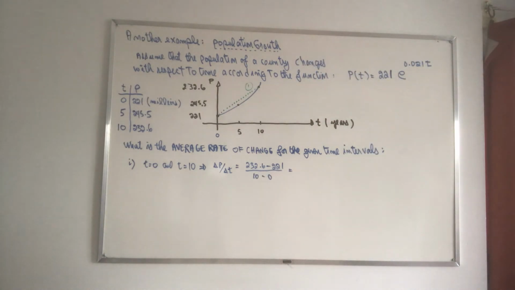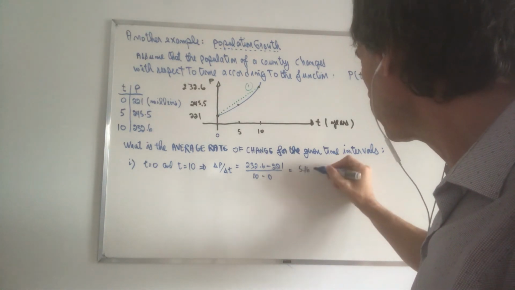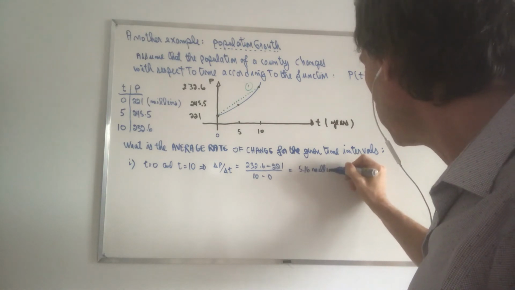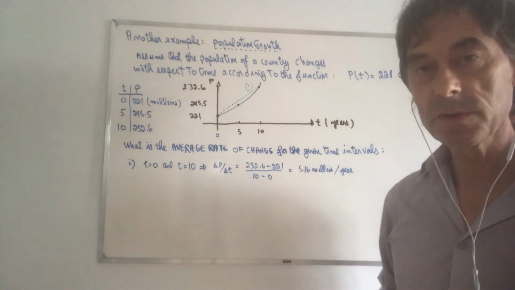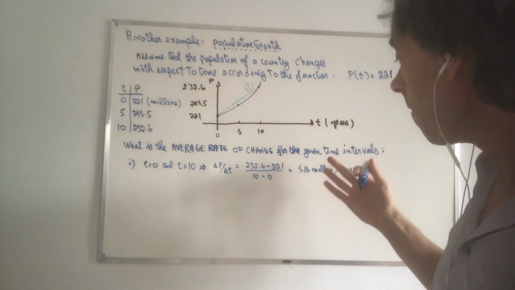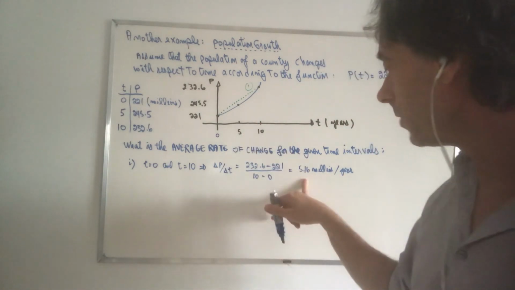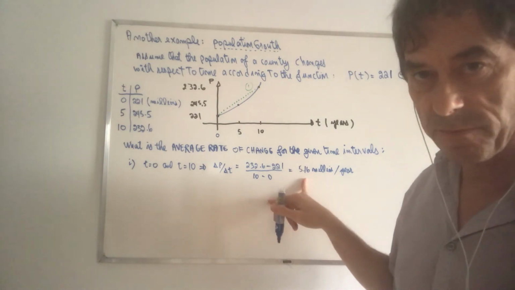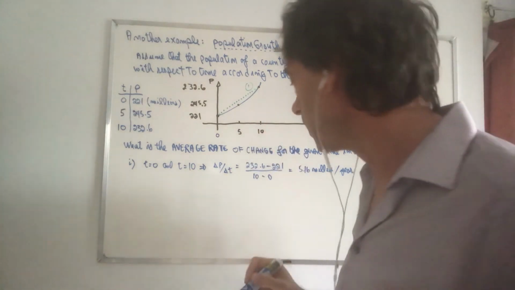So to calculate, that is easy. We get 5.16 million people per year. This is an average. So what is this? This is the answer to how fast is the population changing between 0 and 10 years of this country? Well, the population of this country increases by 5.16 million per year on average. This is an average rate of change.